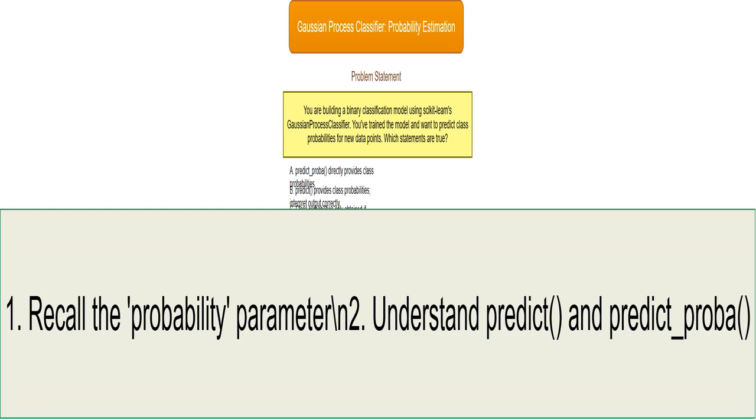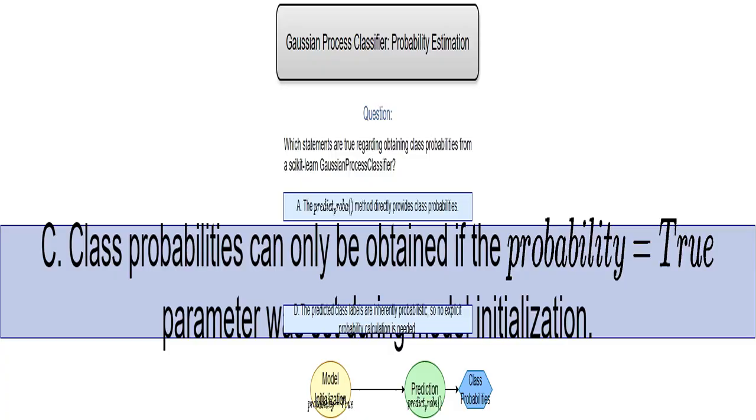Right? I'll explain this. To get class probabilities from a Gaussian process classifier, you must set the probability parameter to true when you create the model. Think of it like this: you are giving the model permission to calculate those probabilities.